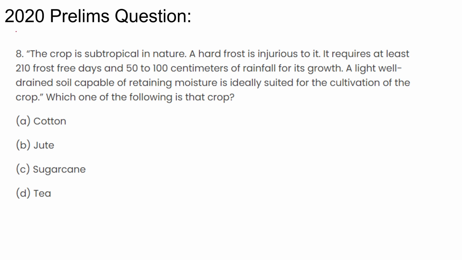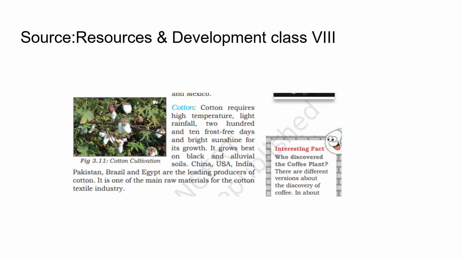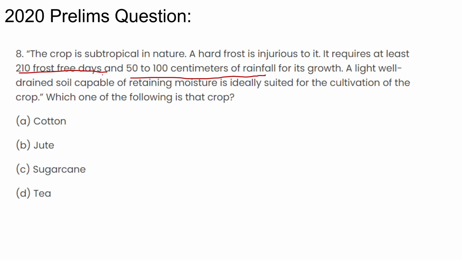Next question is of 2020 prelims. The crop is subtropical in nature. A hard frost is injurious to it. It requires at least 210 frost-free days and 50 to 100 centimeters of rainfall for its growth. A light, well-drained soil capable of retaining moisture is ideally suited for the cultivation of the crop. Which one of the following is that crop? A. Cotton, jute, sugarcane or tea. If we see the NCERT of class 8th, Resources and Development, under cotton it is mentioned it requires 210 frost-free days. The answer is cotton.